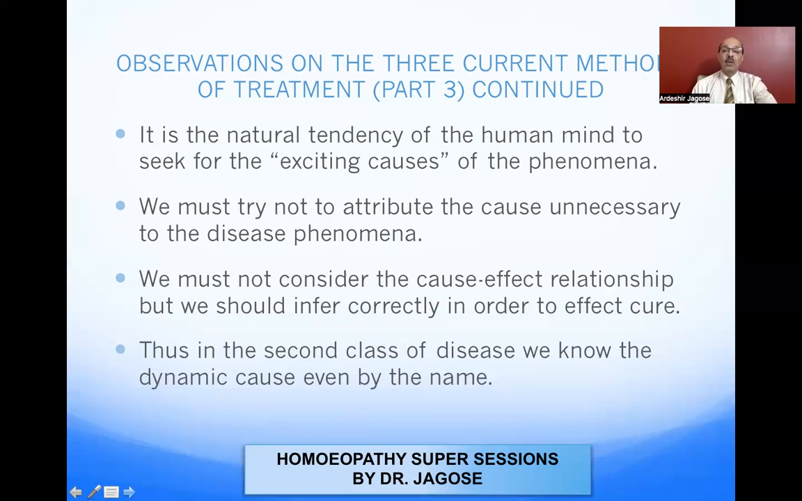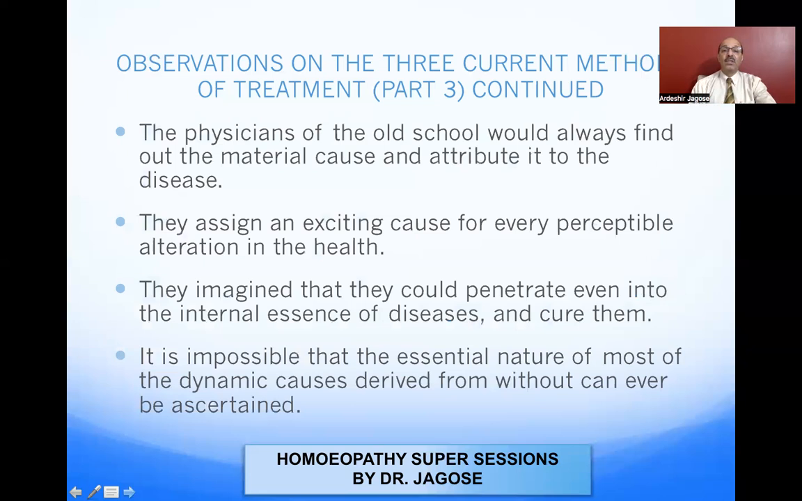We must not merely consider the cause-effect relationship, but we should infer correctly in order to effect a cure. You have to infer correctly what is the exact cause of the disease. Thus, in the second class of disease, we know the dynamic cause even by the name. The physicians of the old school would always find out the material cause and attribute it to the disease. So Dr. Hahnemann is again comparing it to the old school of treatment.